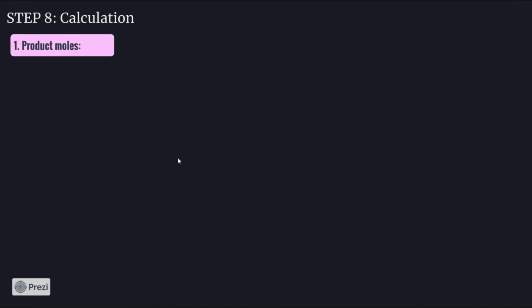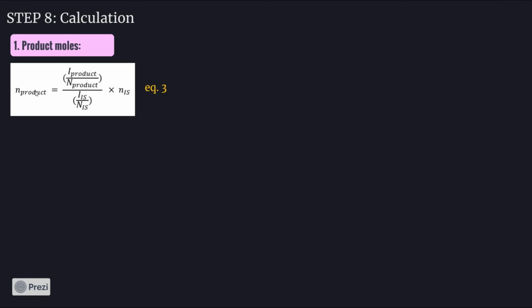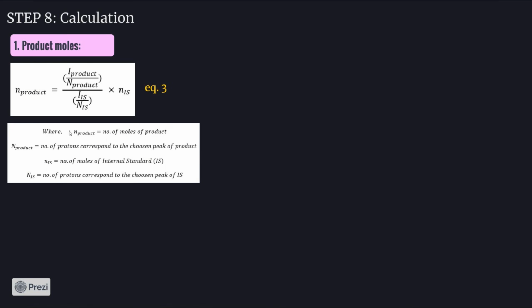First, we will calculate the product moles by using this equation, where N is equal to the number of moles of the product. I stands for the integration of the product, and capital N of the product means the number of protons corresponding to the chosen peak of the product. IS stands for the internal standard, so the integration of the internal standard, and capital N means the number of protons corresponding to the chosen peak of the internal standard.